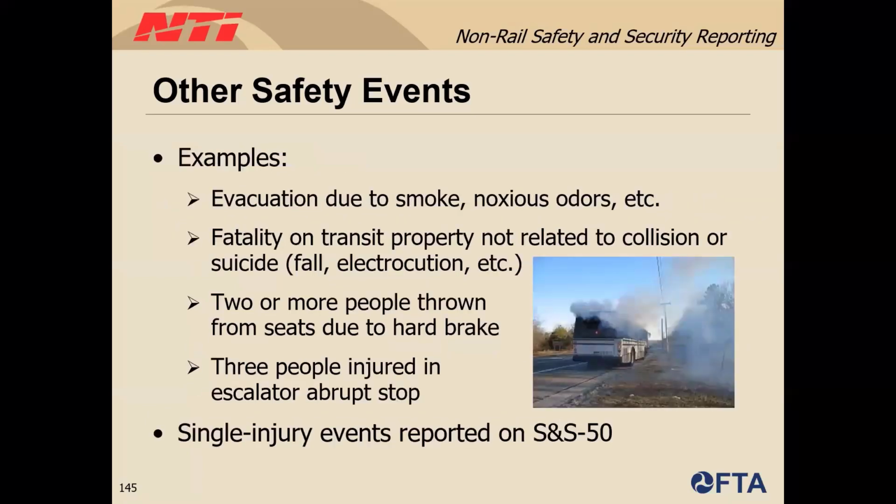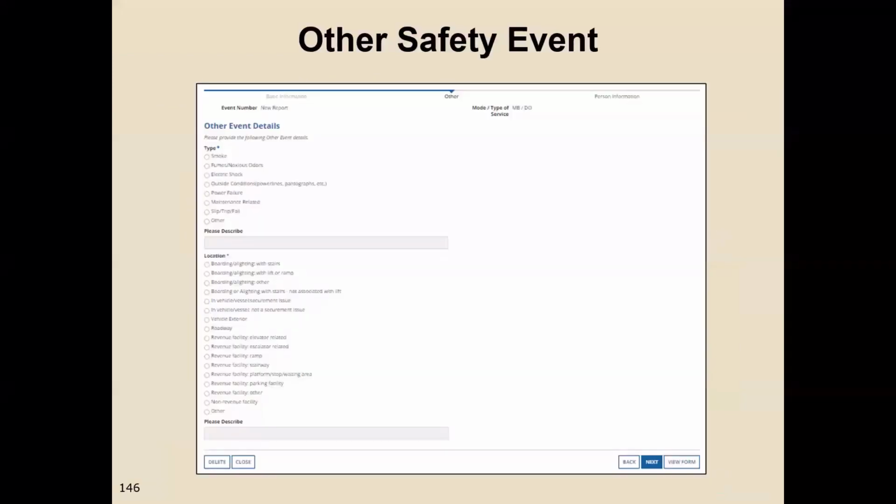Here are some examples. An evacuation of a transit property due to smoke, fumes, or noxious odors. Any fatality on transit property that is not considered a collision or suicide, fall, electrocution, etc. Two people thrown from their seats due to a hard brake. Three people injured when an escalator comes to an abrupt stop. Or other safety events resulting in only a single injury reported on the SNS 50 monthly summary form. This is a screenshot of the other safety events screen.